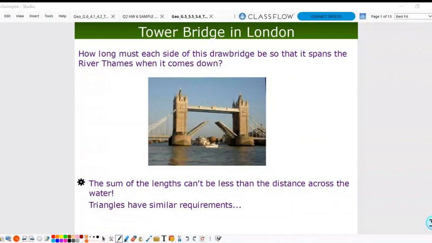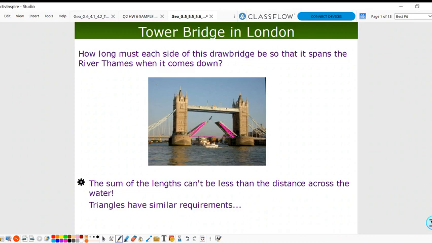In our next lesson, we'll go ahead and discuss triangle inequalities and the sides that are possible in making a triangle. Here we have a picture of the Tower Bridge in London. How long must each side of this drawbridge be so that it spans the River Thames when it comes down? So you kind of want to think about this as a triangle. Here's your base, and then these are the possible other sides to your triangle.